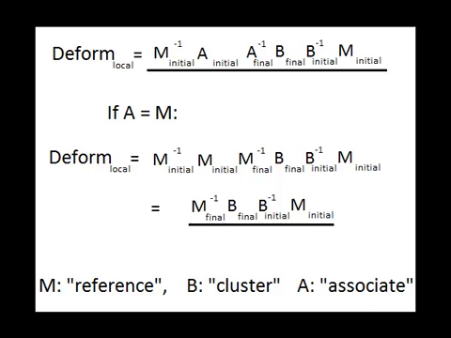Note that in the code, they refer to the above transformations as shown. M is called the reference, B is the cluster, and A is of course the associate.